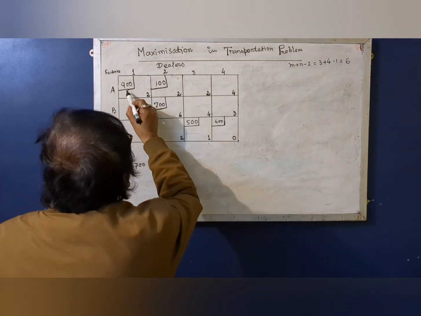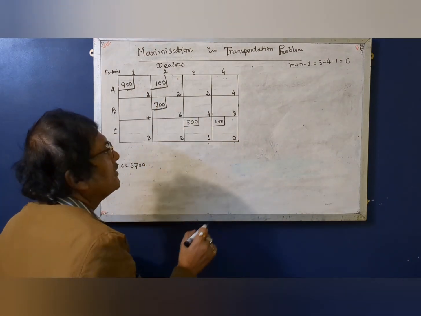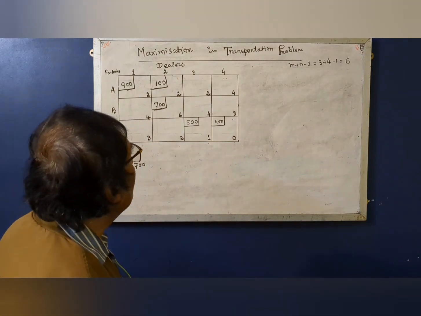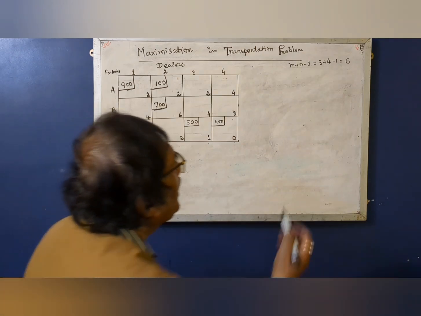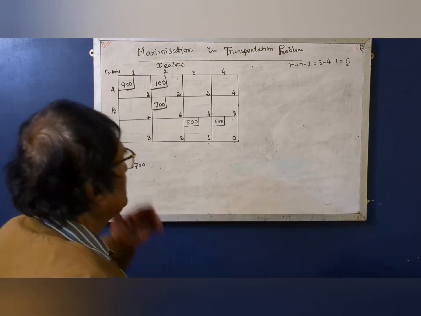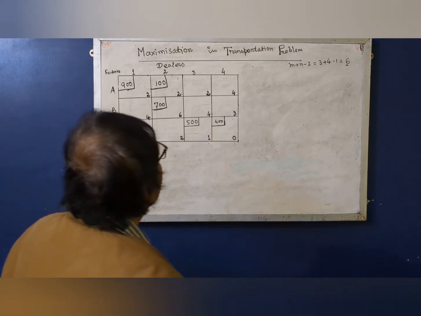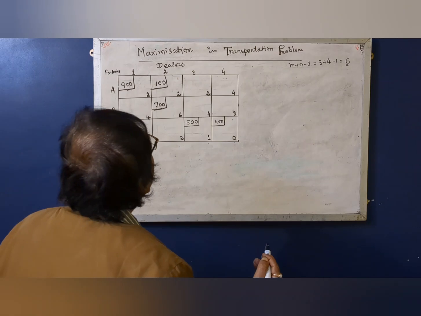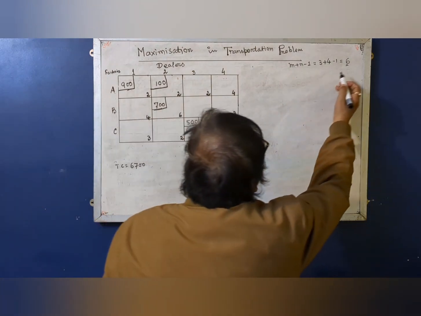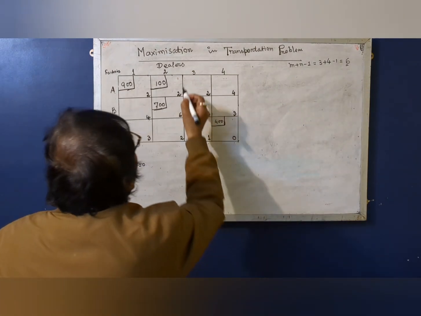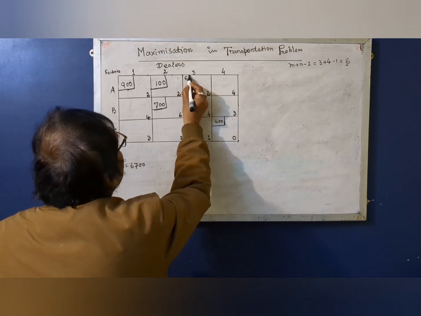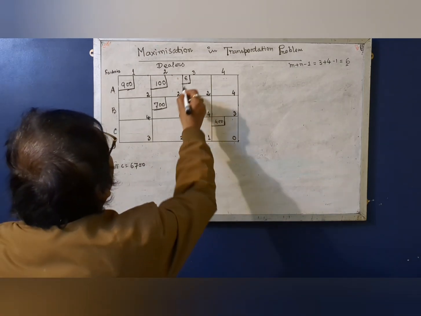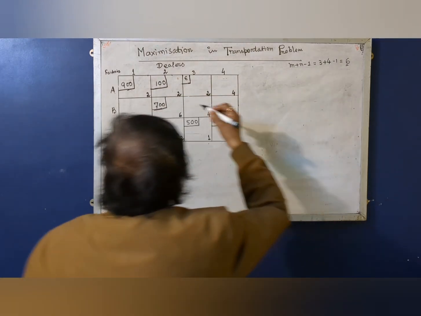How many allocations are here? 1, 2, 3, 4, 5, which is less than 6. That means you cannot move further. You cannot apply MODI. Then, to make the number of allocations at least 6, you have to artificially allocate a very negligible quantity, epsilon, to a cell to make the total number 6.